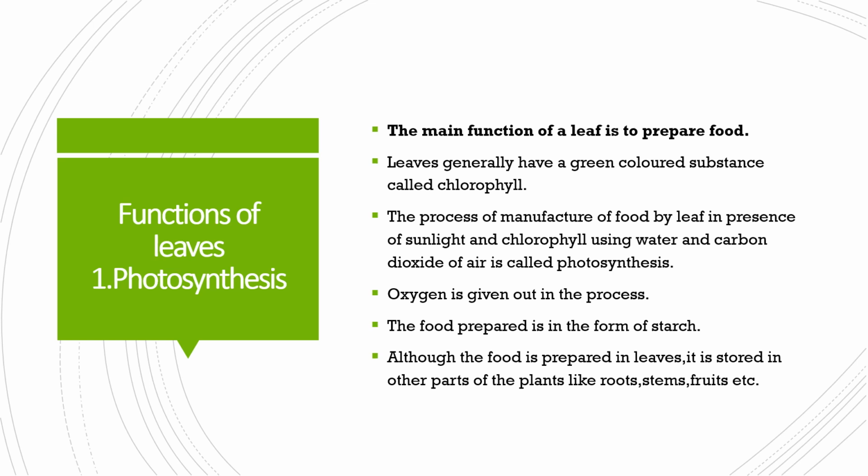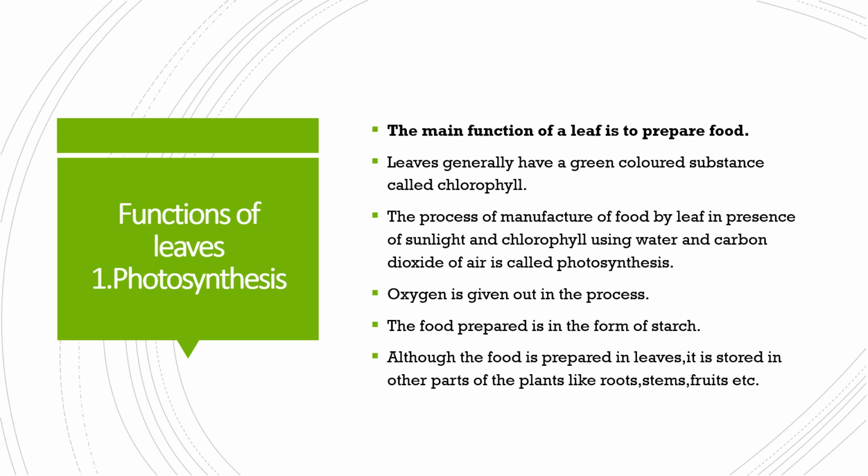The process of manufacture of food by leaf in the presence of sunlight and chlorophyll using water and carbon dioxide of air is called photosynthesis. Now, whenever we cook food, we have a separate place in our homes to cook food, that is the kitchen. So here, in the case of plant, the kitchen is leaf.